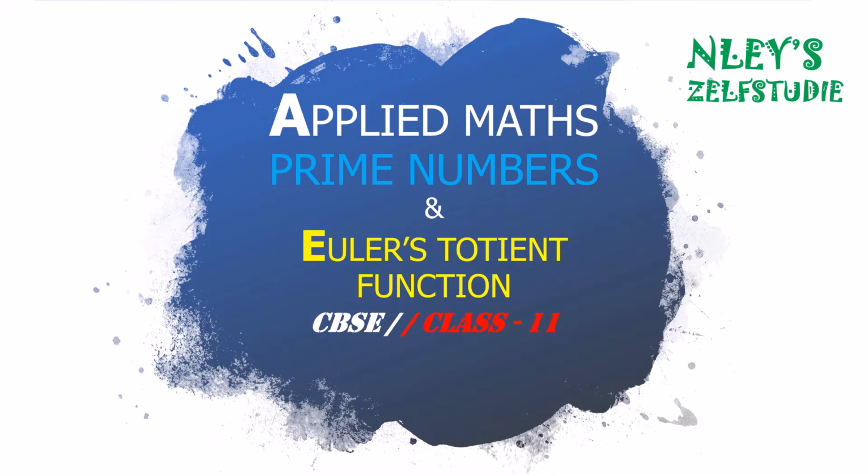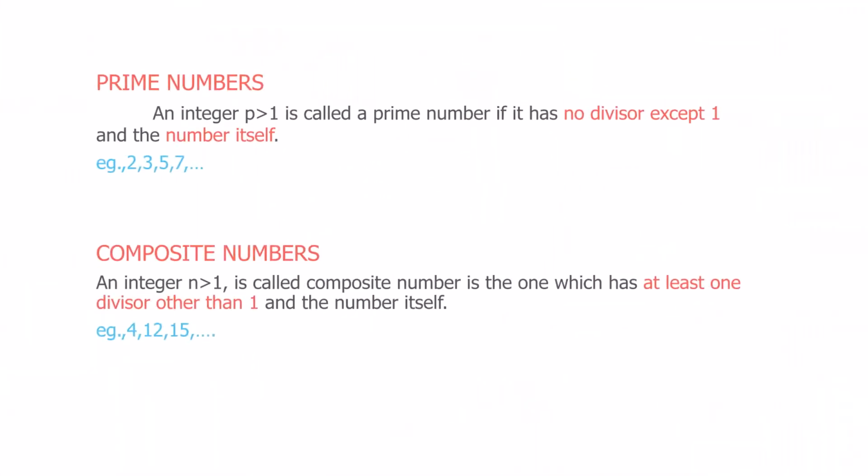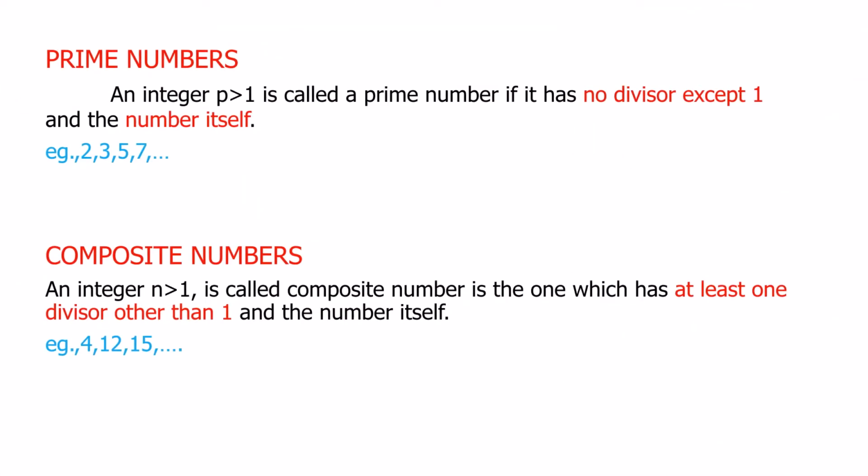The topic I have included today is Euler's Totient function, which has a deep relationship to prime numbers. Let's start from prime numbers and sail through Euler's Totient function. Before we start with Euler's Totient function, let's recall prime numbers and composite numbers.